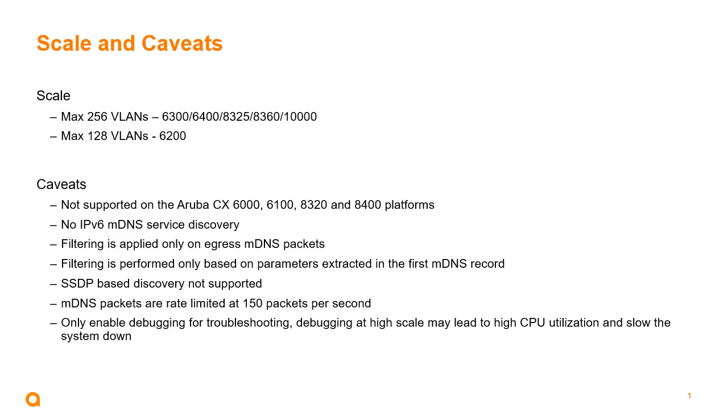SSDP-based discovery is not supported. mDNS packets are rate limited by CoPP, or control plane policing, at 150 packets per second by default. So only enable debugging for troubleshooting. If you try to debug at high scale, you could run into high CPU utilization, and high CPU utilization can slow the system down. So it's important to be aware of that and only use debugging when absolutely necessary for troubleshooting purposes.